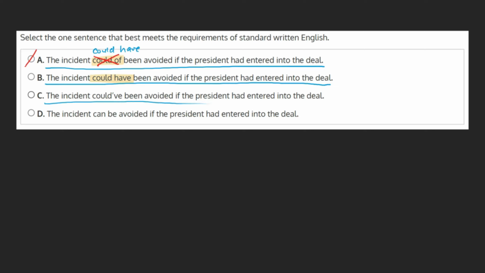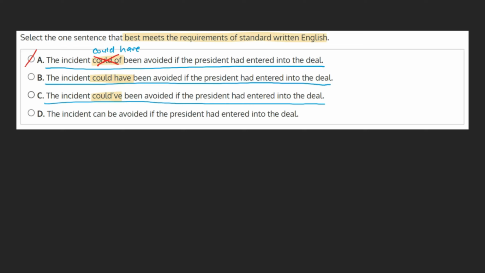C. The incident could've been avoided if the president had entered into the deal. This sentence is identical to the previous choice, except for the fact that this choice uses a contraction for "could have," and shortens it to "could've." While this is grammatically correct, our question asks us which choice best meets the requirements of standard written English.